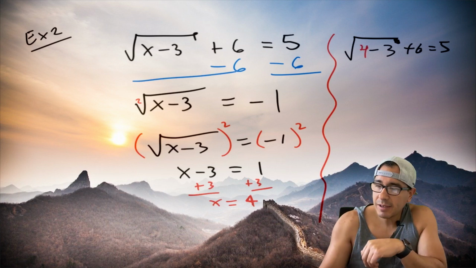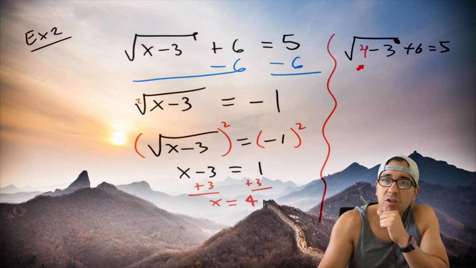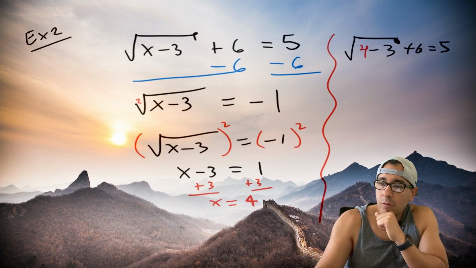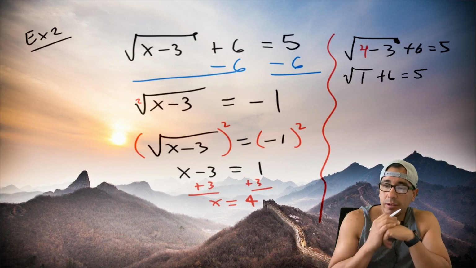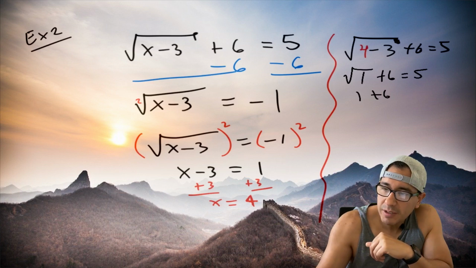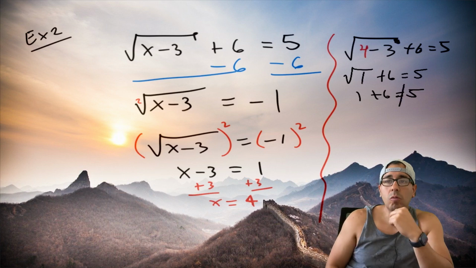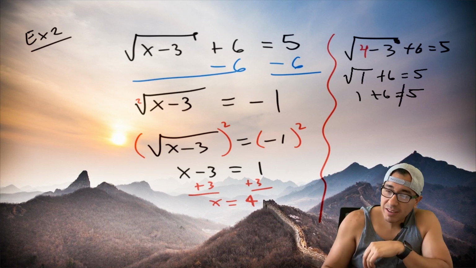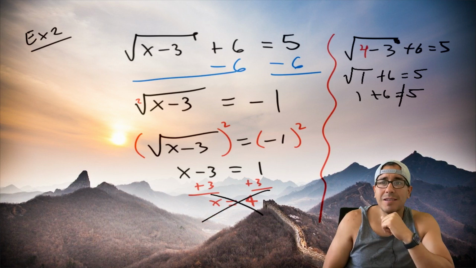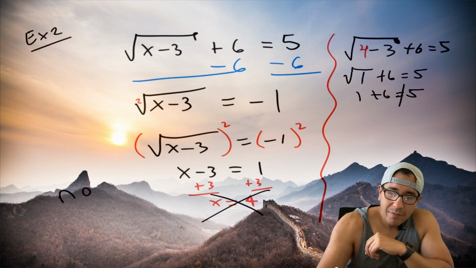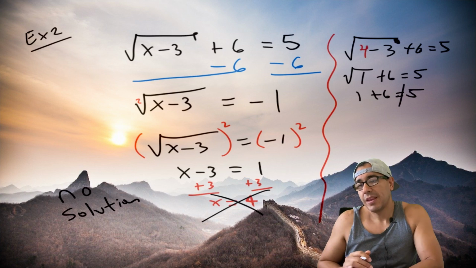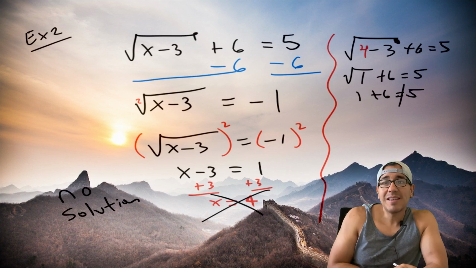So I plugged the 4 into our original equation. 4 minus 3 gives us the square root of 1, plus 6 equals 5. Well, the square root of 1 is just 1. So 1 plus 6 equals 5. Well, no way is that true. So right away we say this x equals 4 is not a solution. So in this particular example, we have no solution. Make sure you check your work to actually show that it is a solution.